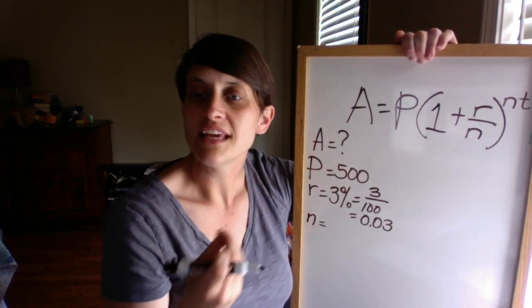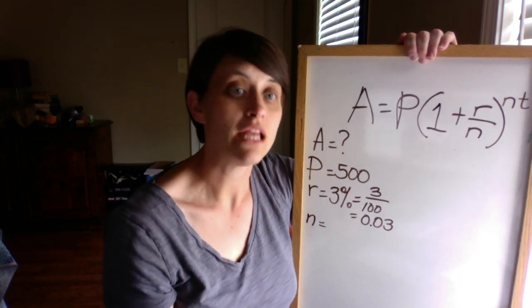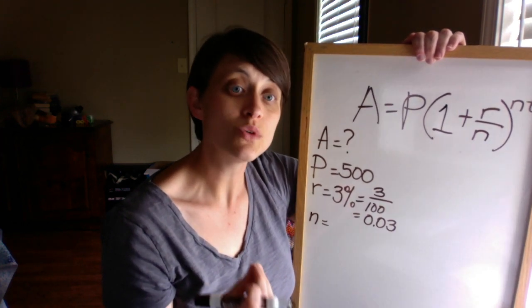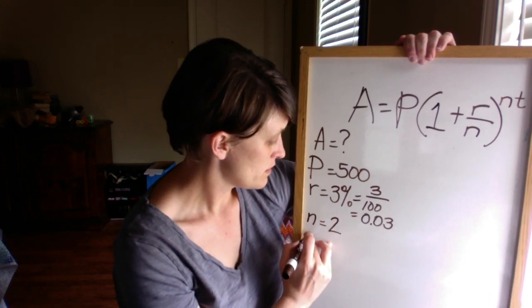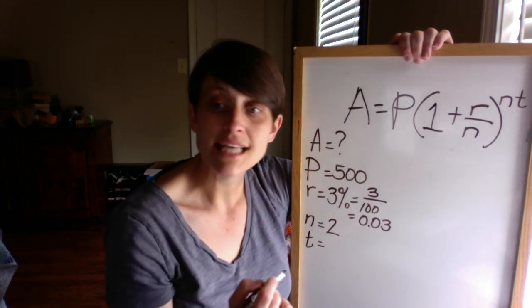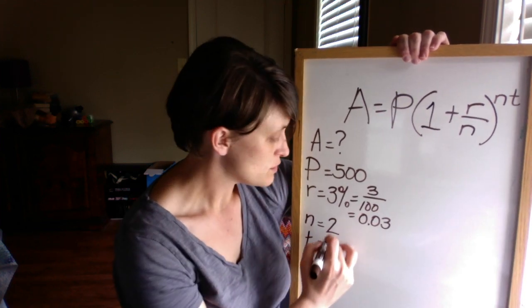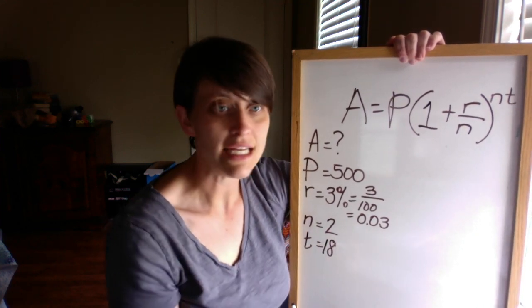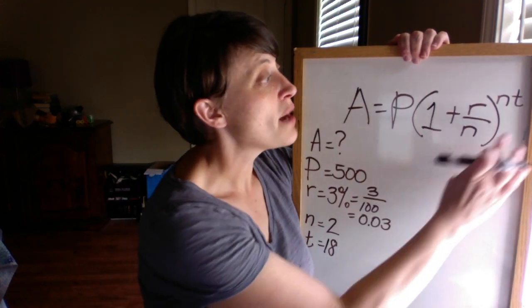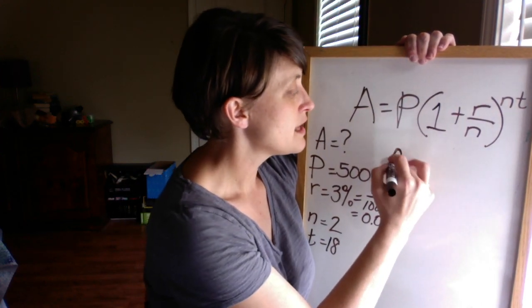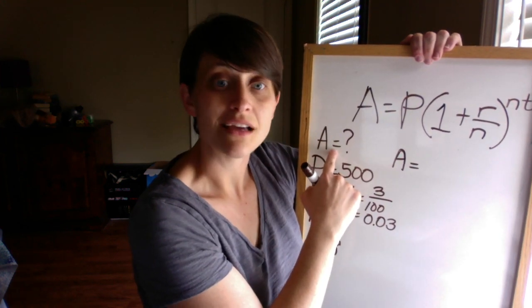Okay, we're told here the interest is compounded semi-annually. Semi-annually means 2 times a year, so our N here is 2. And our T is how long it's in the account, and this one is in the account for 18 years. Now that we've got all those letters identified, our job is to put them into this formula and find out the part that's missing, our A.